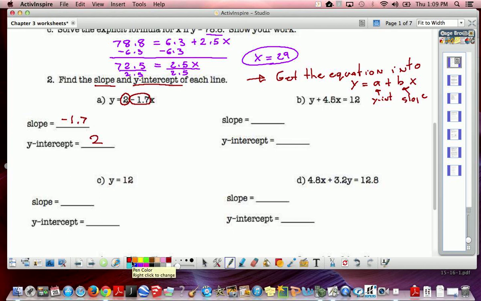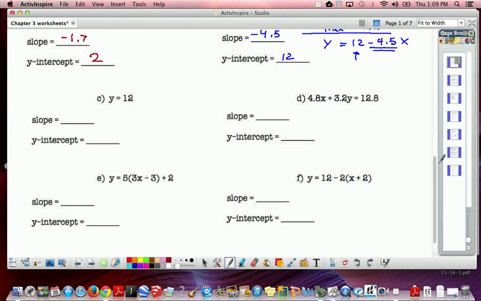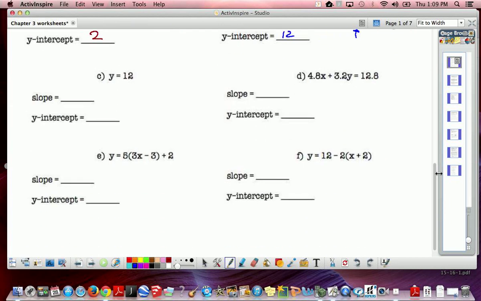So moving right along to the second one across here, b, y plus 4.5x equals 12. Notice how this doesn't have y by itself. So I'm going to subtract 4.5x from both sides. So those cross out, y equals 12 minus 4.5x. Now it's in that form. So here's my y-intercept, 12. My slope, again, with the sign, negative 4.5.